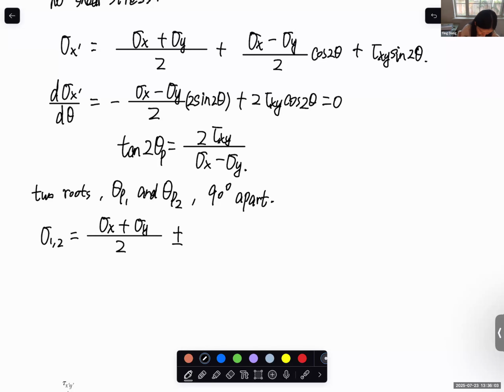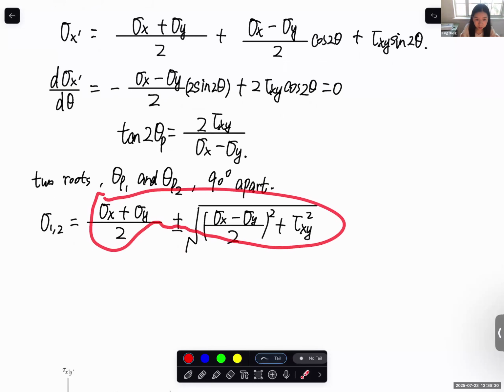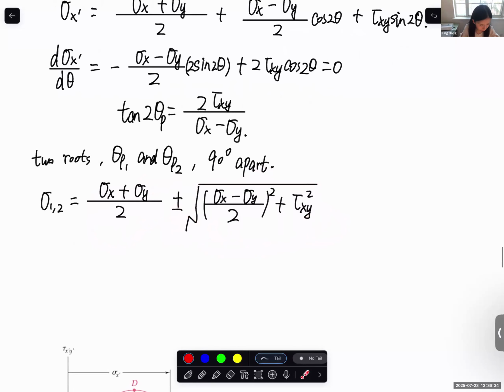Plus or minus the square root of ((sigma x minus sigma y) over 2) squared plus tau xy squared. And of course, plus becomes sigma 1. If you subtract a positive term, it's a smaller number, it's sigma 2.